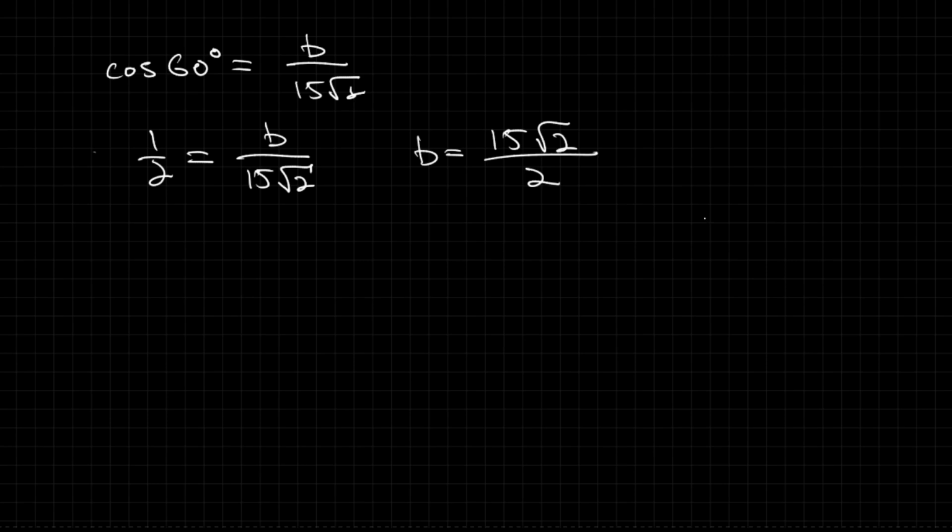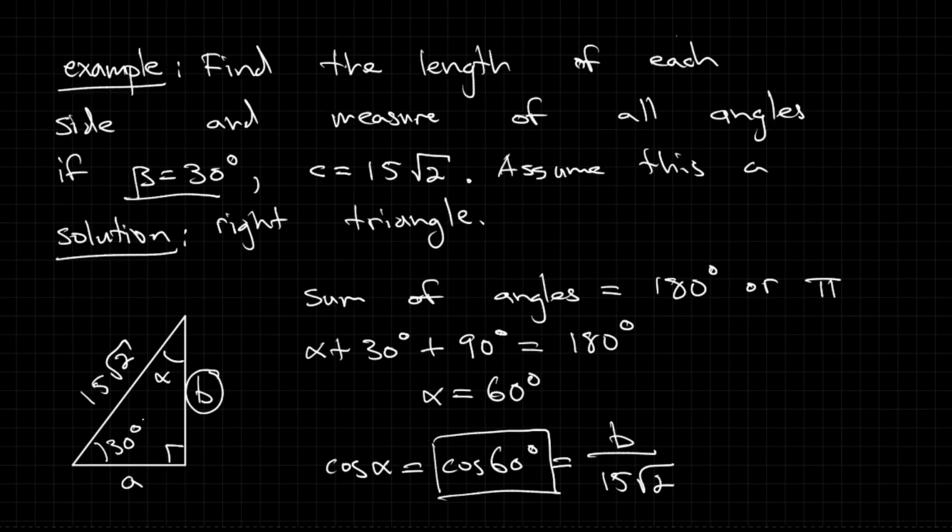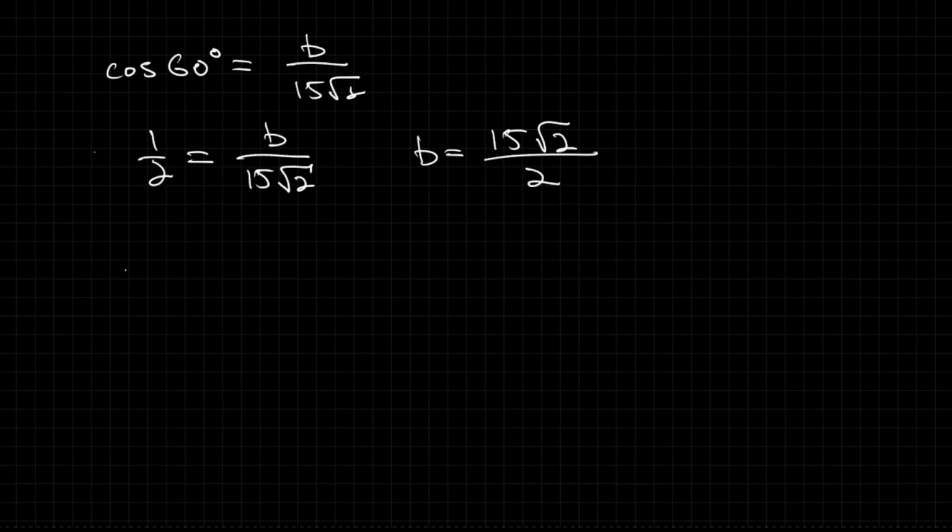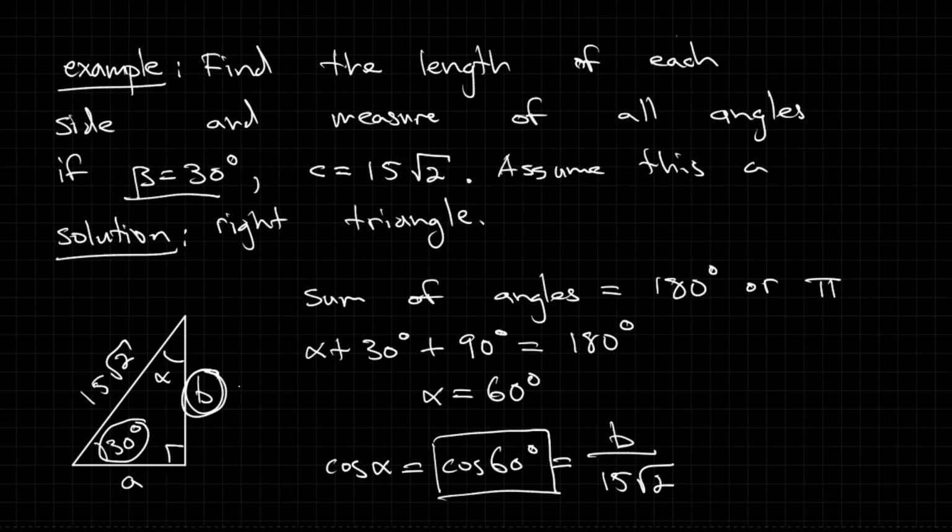And like I previously alluded to, this isn't the only way to figure out what b is. You could also use the fact that sine of 30 degrees would be opposite, which is b, divided by 15 root 2. And you'll get the same answer. So if you say sine 30 degrees is b over 15 root 2, if you remember, sine of 30 degrees is also 1/2, and you get the same equation, which leads to the same value of b. So now we've figured out what b is in a couple different ways. Let's figure out what a is.